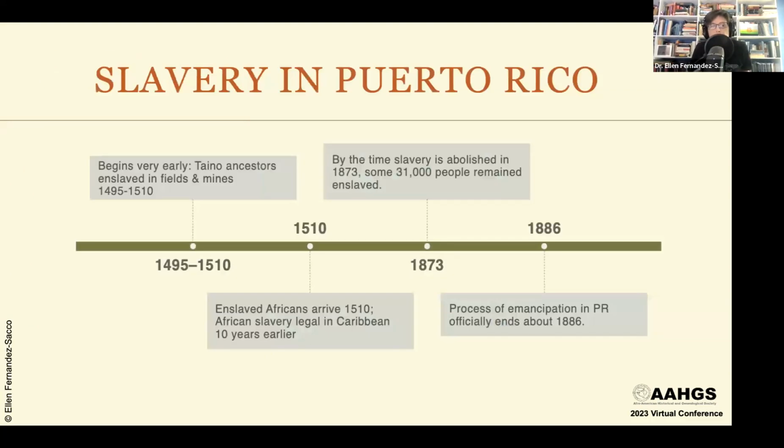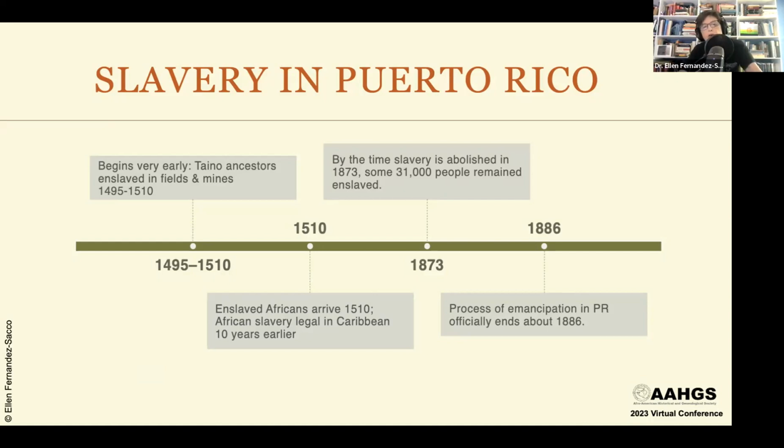Slavery in Puerto Rico starts early. Taino ancestors were enslaved in fields and mines around 1495. It starts earlier elsewhere, but we're just talking about Puerto Rico. The population takes a big hit. It starts to collapse from disease and conditions, and enslaved African ancestors arrive in Puerto Rico in 1510. They're brought over because of a license that's granted as a result of the situation with the Taino, and they need to continue their business. African slavery is legal in the Caribbean 10 years before.